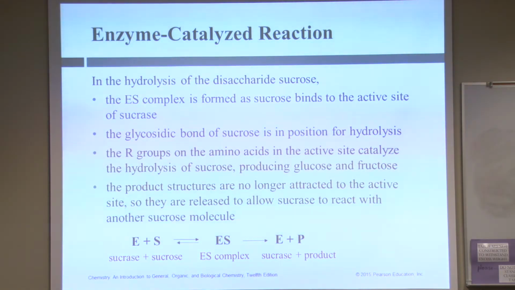Now the enzyme sucrase is participating. The enzyme sucrase has an active site, and the substrate is the sucrose molecule. So the sucrose molecule connects to the active site on the enzyme sucrase, and the amino acids in the active site on the enzyme sucrase catalyze the reaction, breaking the glycosidic bond into glucose and fructose. The products are released, and sucrase, the enzyme, is available again to help another sucrose molecule hydrolyze. So that is the mechanism of an enzyme catalyzed reaction.